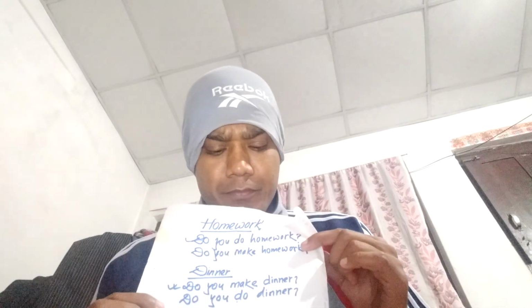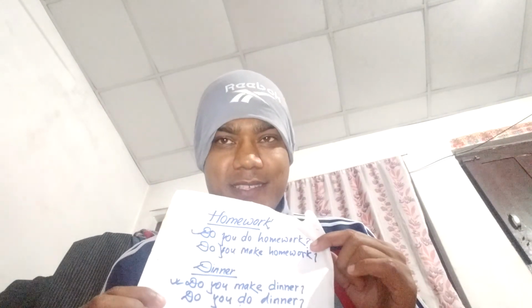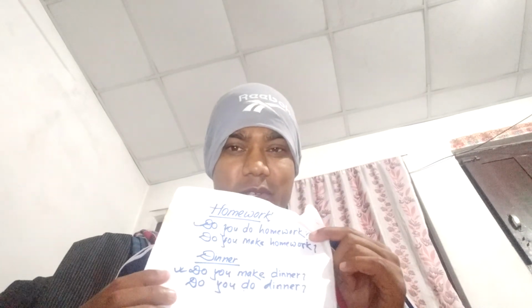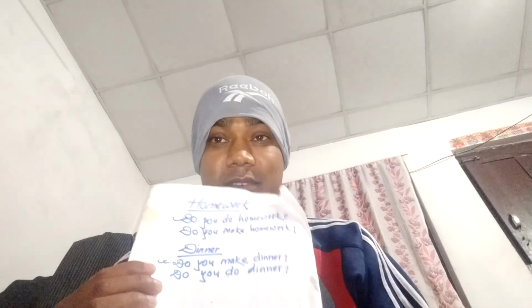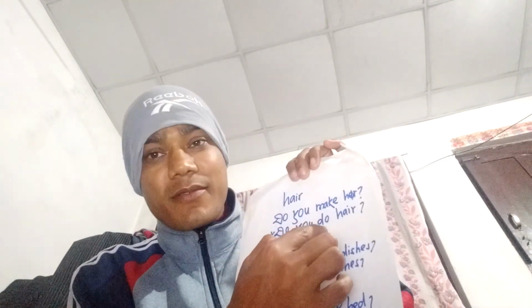So let's try to see here. Dinner. We construct, we make new things. Do you make dinner is the right one. Homework. Do you do homework? Just we do the task. We won't create or construct anything. That's why we do homework is the right one. Look at another one. Do you make hair? Do you do hair? Just we do the activity. Dishes. Do you make dishes or do you do dishes? Generally we do dishes. We won't make anything new here. Do you make bed or do you do bed? Do you make bed is the right one.